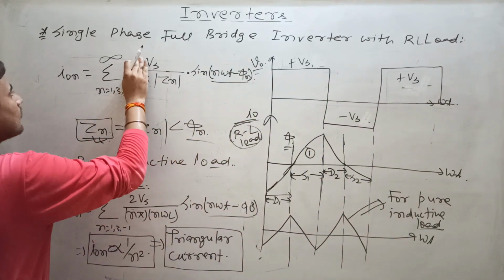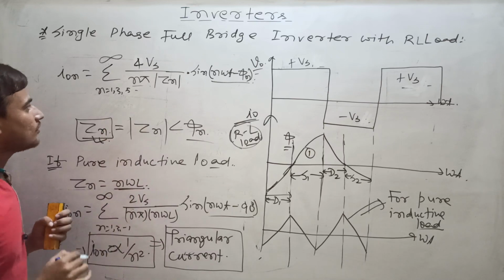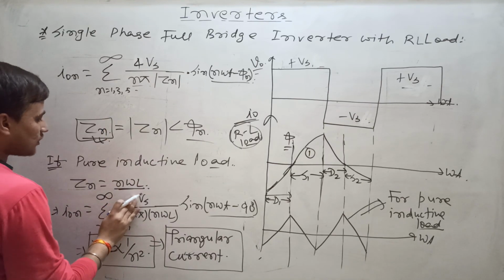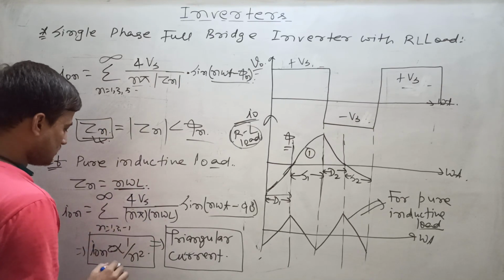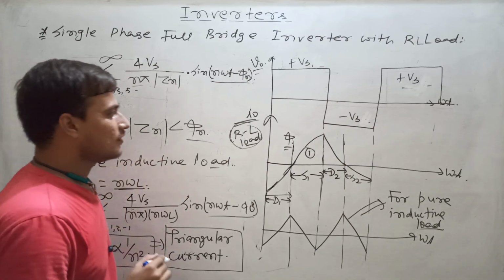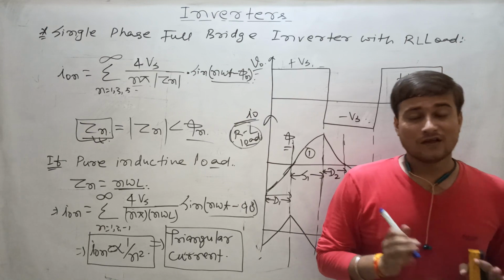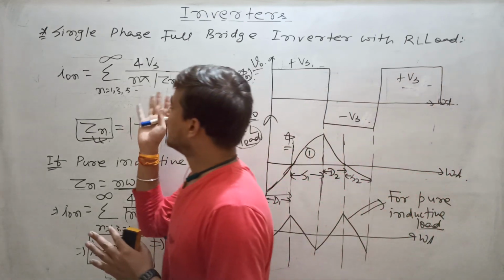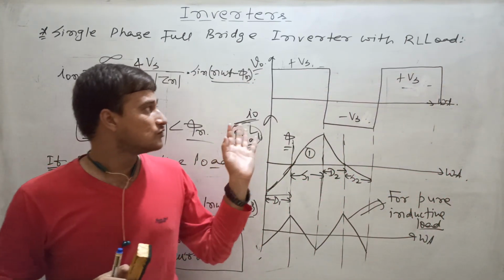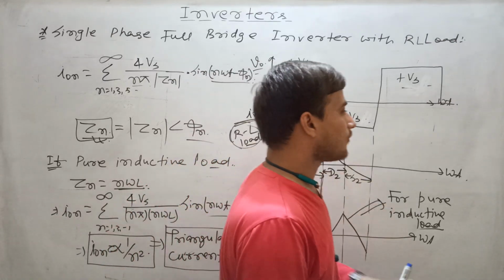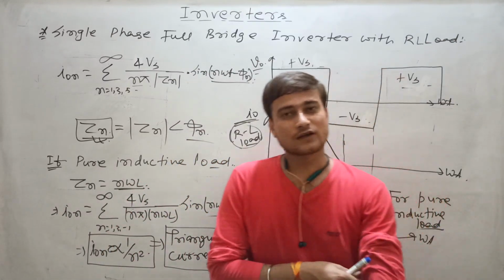Clear? So now here it will be how much? 4 Vs. Here also it will be 4 Vs. So now your problem has been resolved. The waveforms will be the same, the principle will be the same, and here you see that you got the expression for current and voltage.